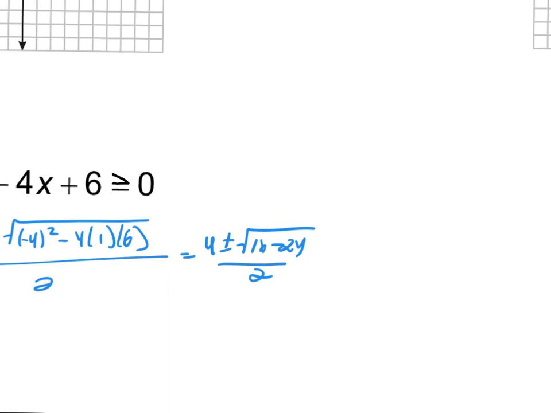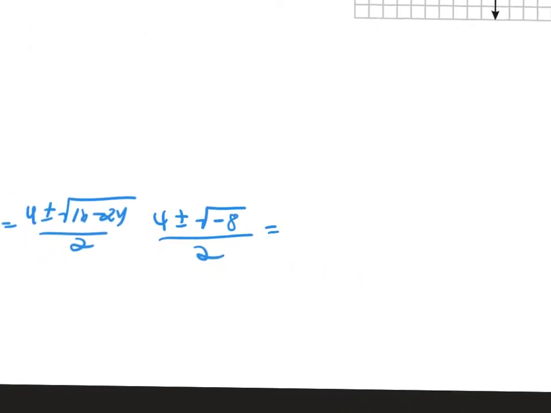What's 16 minus 24? Negative what? Negative 8 over 2. All right, so if I simplify, again, you don't have to do this. I'm just trying to show you something. 4 plus or minus. If I break down the square root of negative 8, it becomes 2i root 2, over 2. I can simplify here. That cancels out. This becomes a 2. So I have 2 plus or minus i root 2.